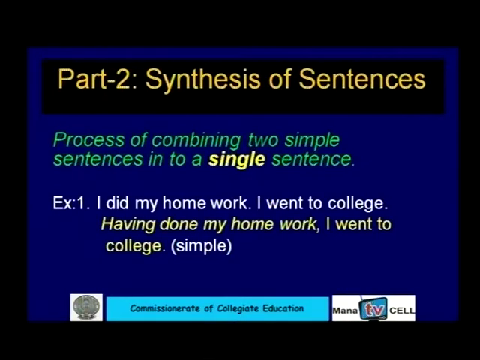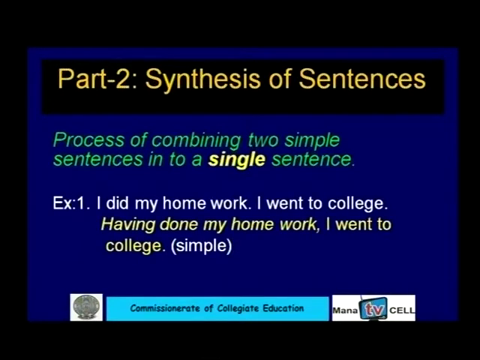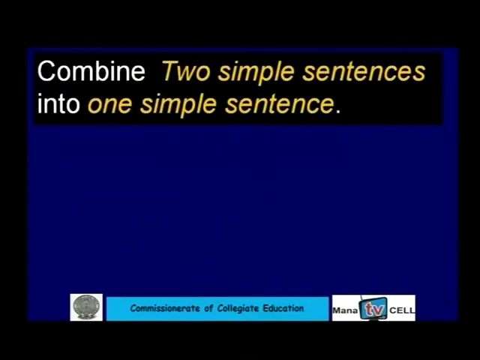For example, I did my homework, I went to college. Here you have two individual sentences, but when we synthesize these two sentences, we have a new sentence: having done my homework, I went to college. This is a simple sentence because here we have only one subject I and a finite verb went, and in the given two sentences, I did my homework has become having done my homework in the form of a phrase.